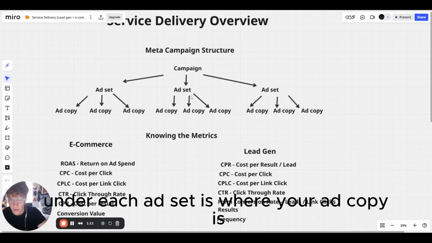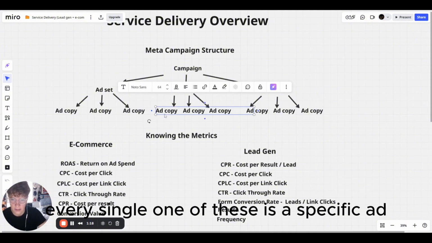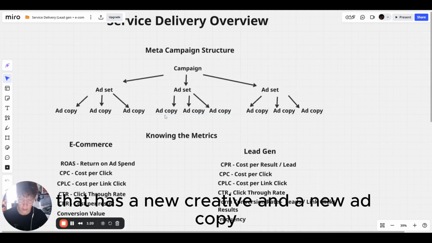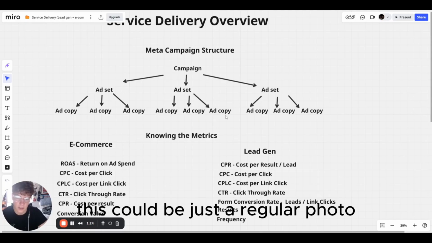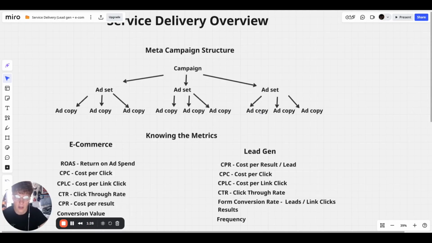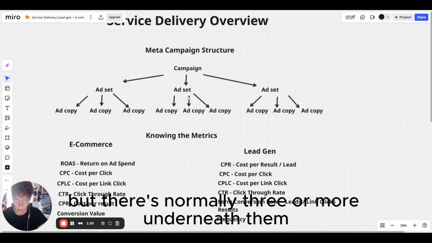Then under each ad set is where your ad copy is. So that's the actual ad. Every single one of these is a specific ad that has a new creative and a new ad copy. This could be a video, a reel, or just a regular photo. Doesn't really matter. They can be the same. But there's normally 3 or more underneath them.